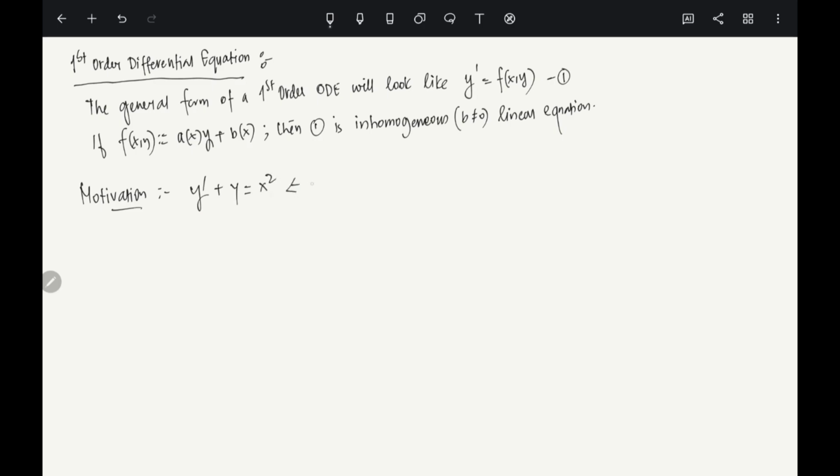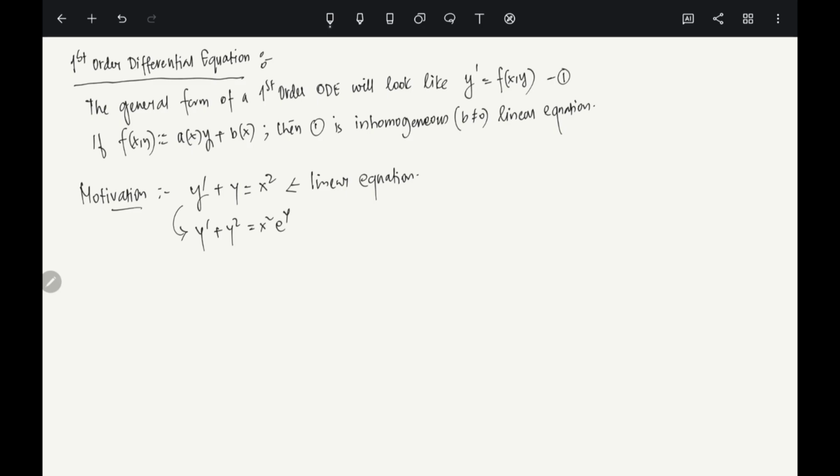This is a linear equation, and it is relatively easy to solve. No problem, you just find the integrating factor and it's done. Now let's say I change it to y prime plus y square equals x square. You realize that this equation is not very easy, it is comparatively difficult to solve. You can make it more complicated by adding, let's say, e to the power y and so on.